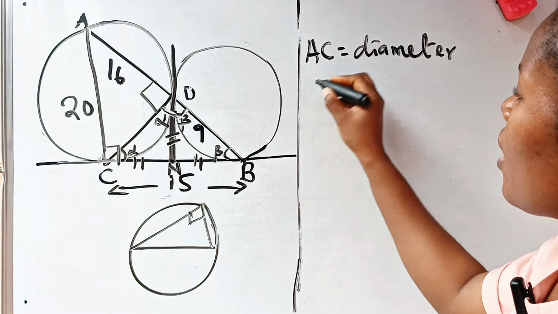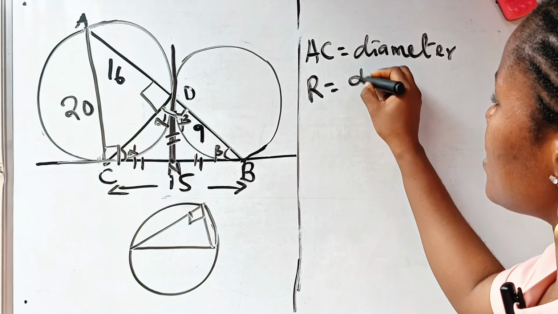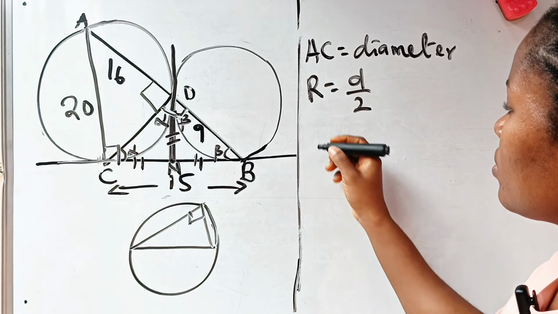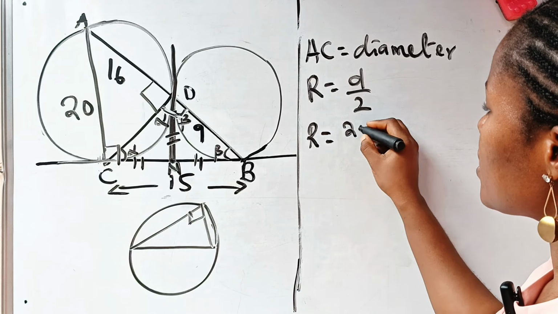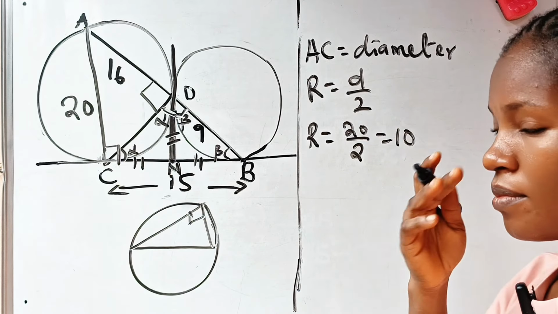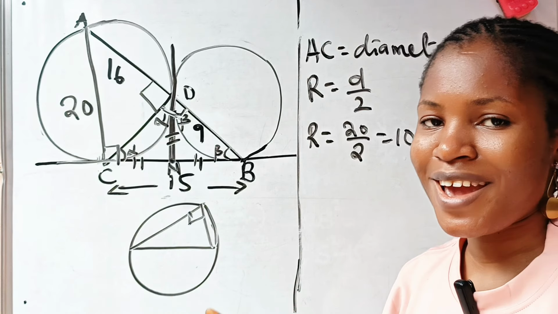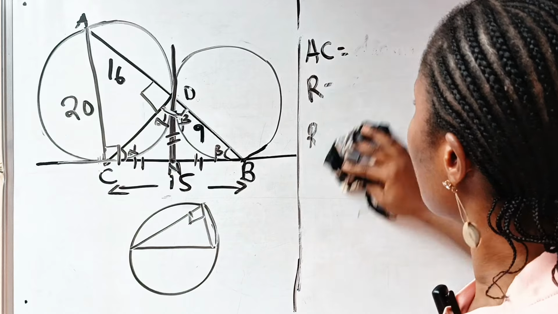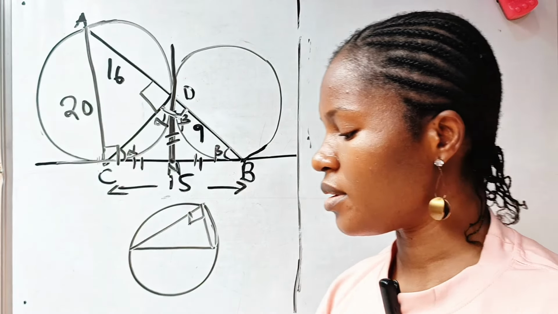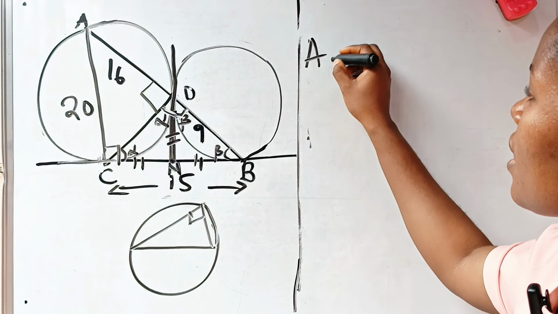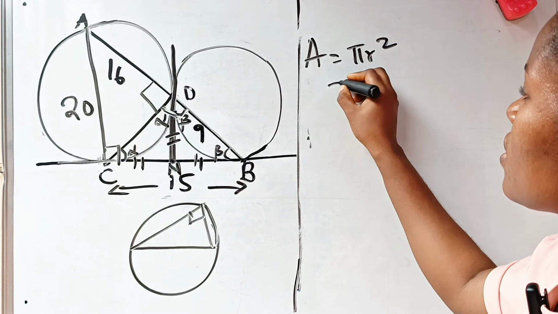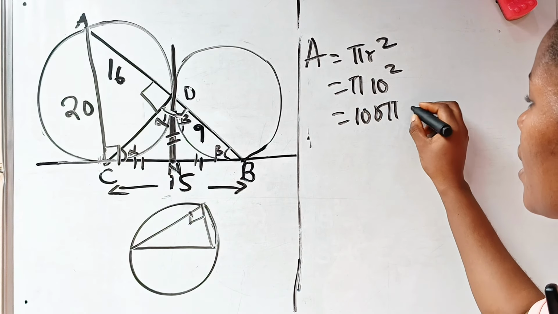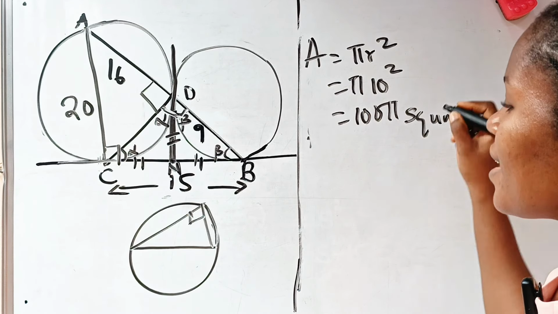And we know that the radius of a circle is diameter divided by 2. So it simply means that the radius of this big circle will be equal to 20 divided by 2, which is equal to 10. And we are asked to find the area. Once we have the value of our radius, the area will be found. Very easy. Therefore, the area of the circle is pi r squared, which is pi times 10 squared, which will give us 100 pi square units. And that is the answer.